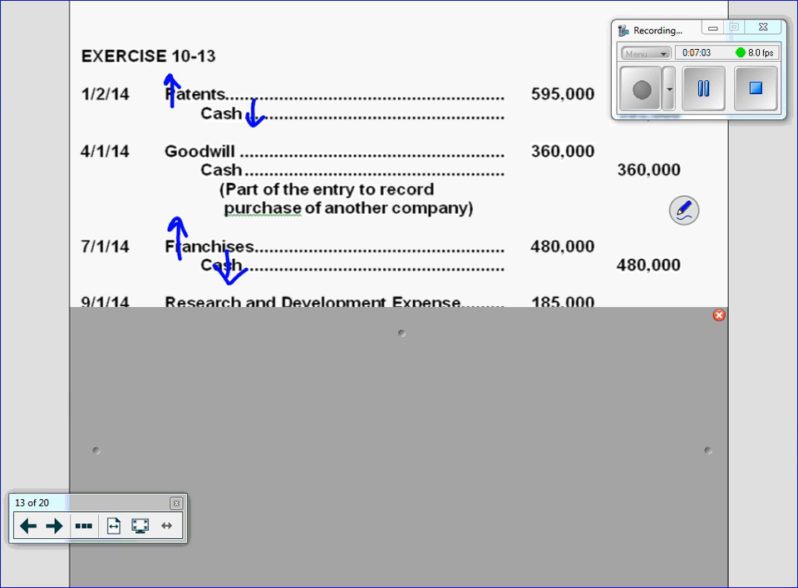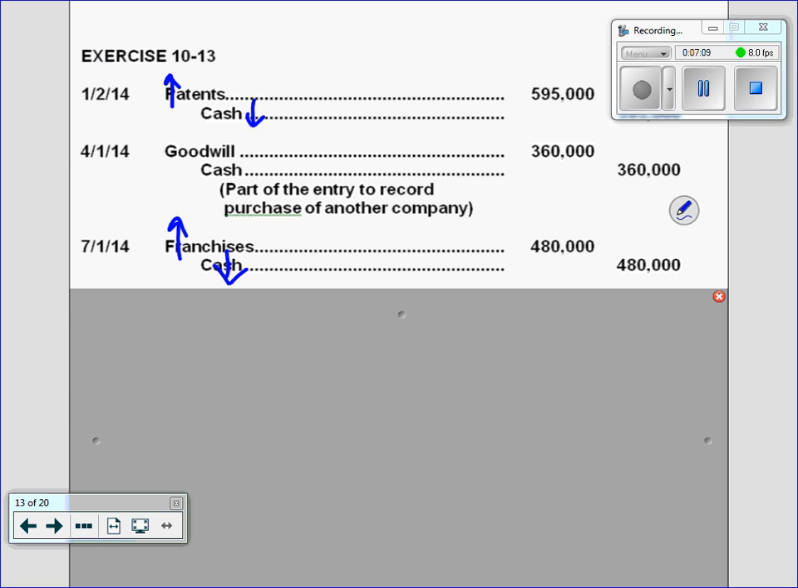Remember, some franchises have a definite life. According to this one, it's a 10-year. Okay. Some franchises have an indefinite life, and then, of course, they don't amortize. But this is just the acquisition or getting these different assets.